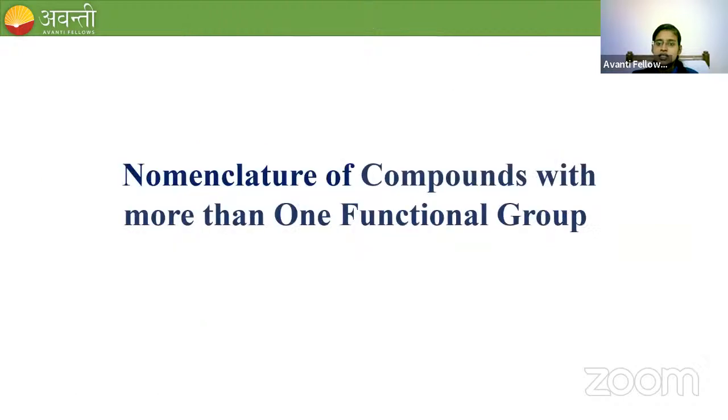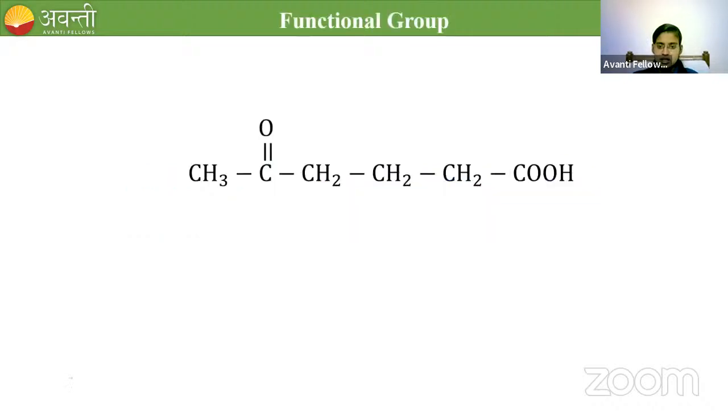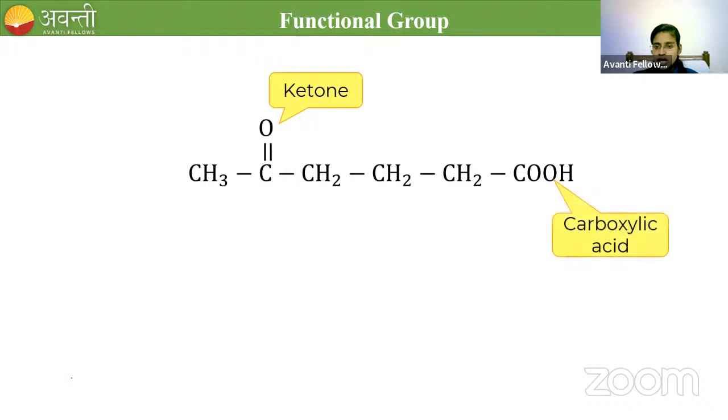The next is the nomenclature of compounds with more than one functional group. So here you see, I have taken this compound. Here I have two functional groups. One is ketone and the other one is carboxylic acid.